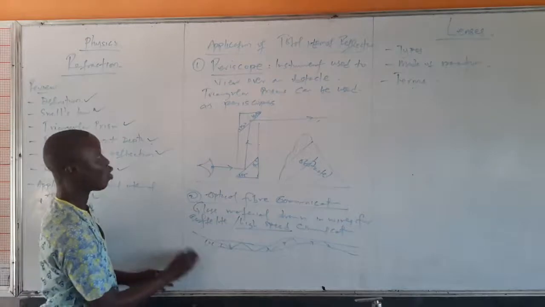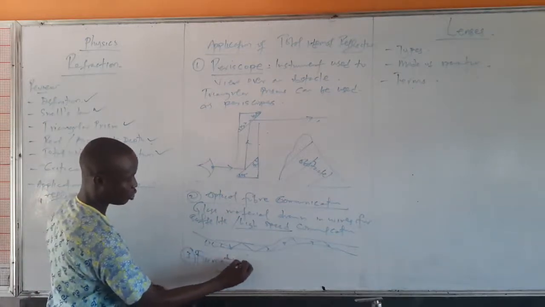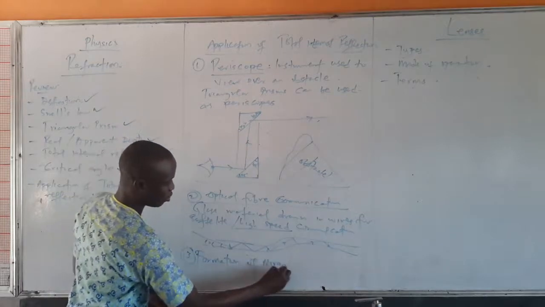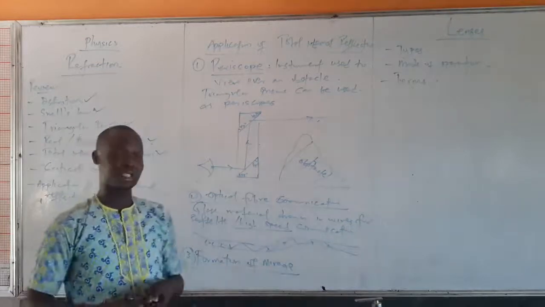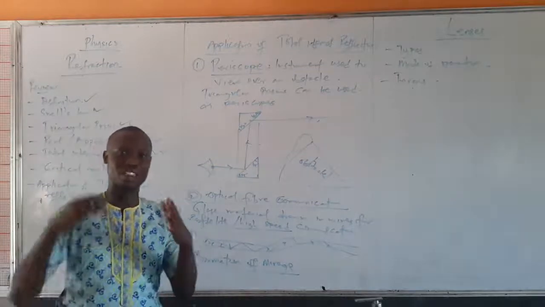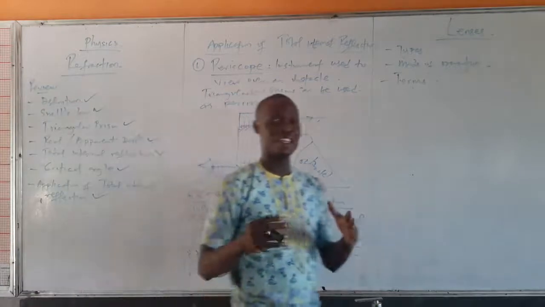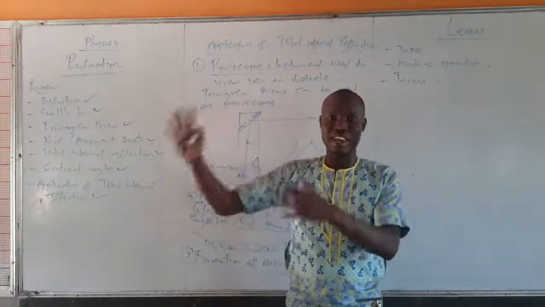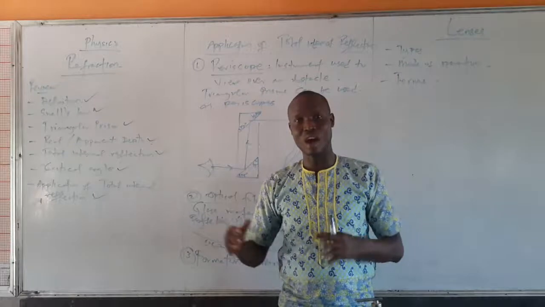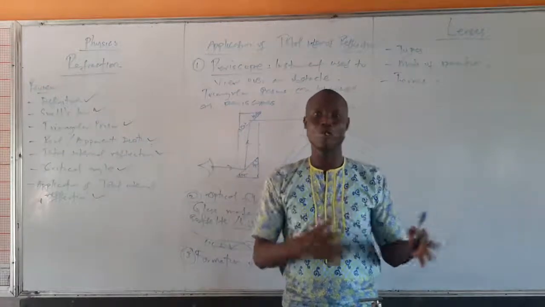The third application of total internal reflection is in the formation of a mirage. What is a mirage? A mirage is a kind of optical illusion that is formed whenever there is a temperature difference in the atmosphere. Whenever you have a layer in the atmosphere where there is cold air and hot air, definitely you have light moving away from the denser medium towards the colder medium. Why?